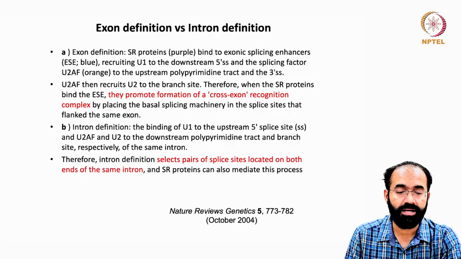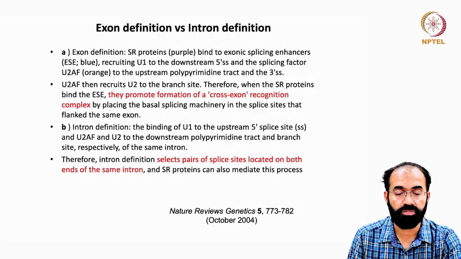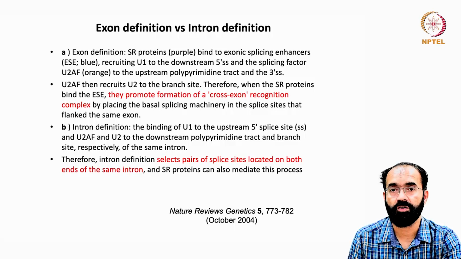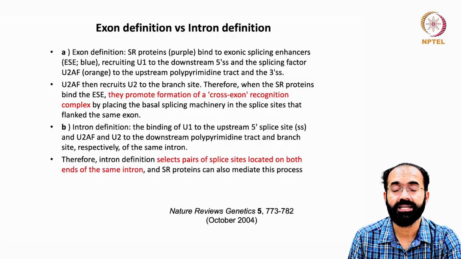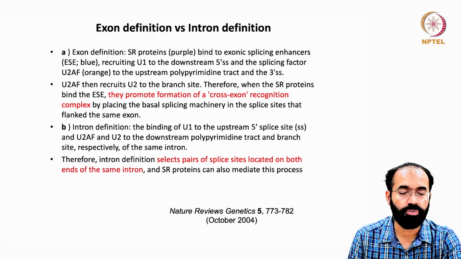And what happens, and this is located downstream of the polypyrimidine tract. So the branch point, followed by the polypyrimidine tract, followed by the downstream exon, is occurring at the 3' splice site. So U2AF then recruits the actual U2 snRNA to the branch site.